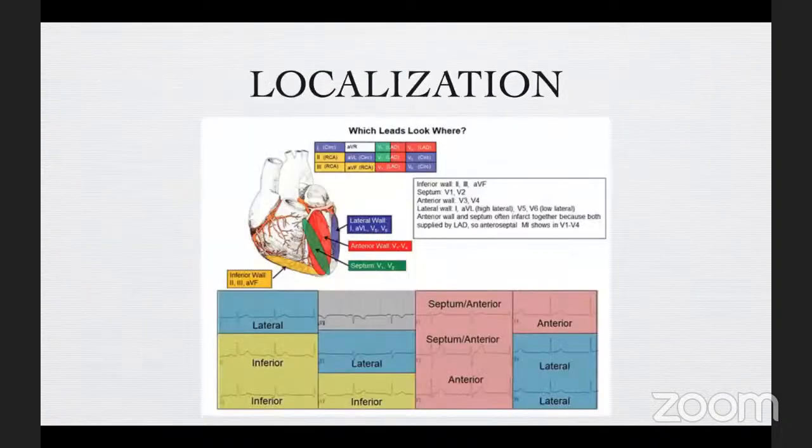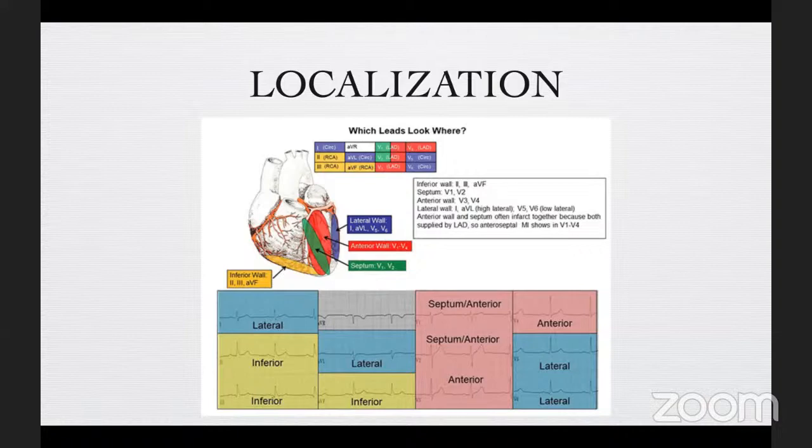Localization. Localization of the involved myocardium based on distribution of ECG abnormalities in MI is as we can see in this figure. In yellow, you can see the inferior wall shows in leads 2, 3, and aVF, and it is supplied by the right coronary artery. In green, we can see septum involvement shows in V1 and V2. In red, anterior wall shows in V3 and V4.